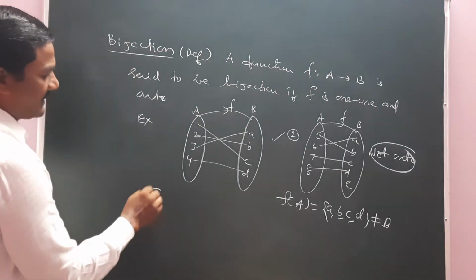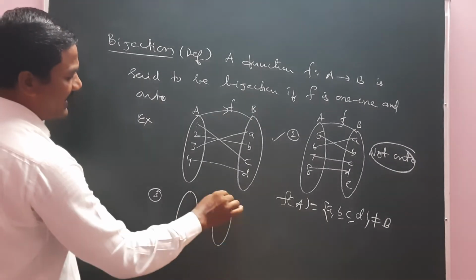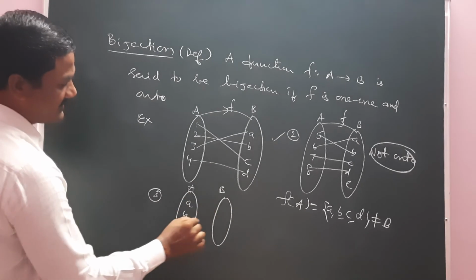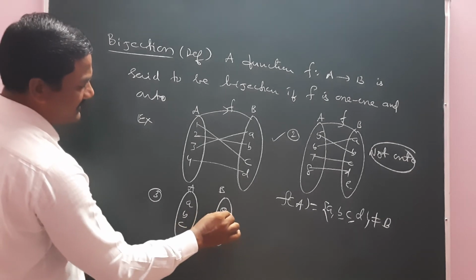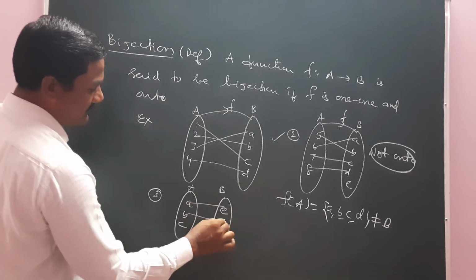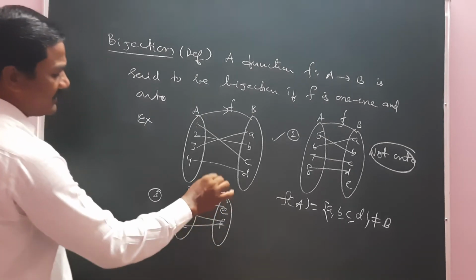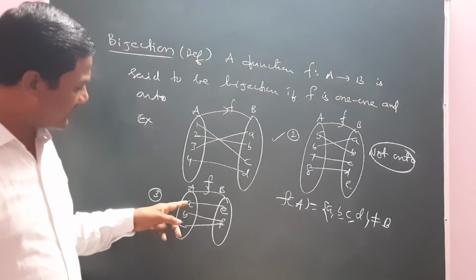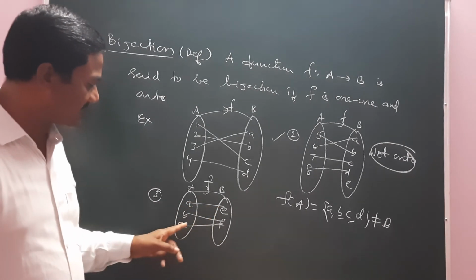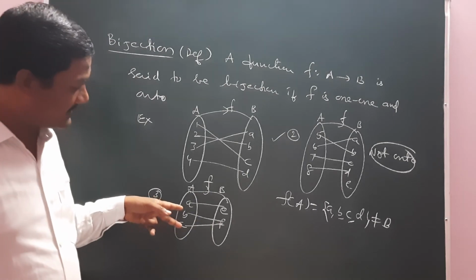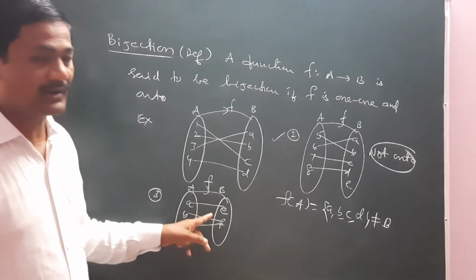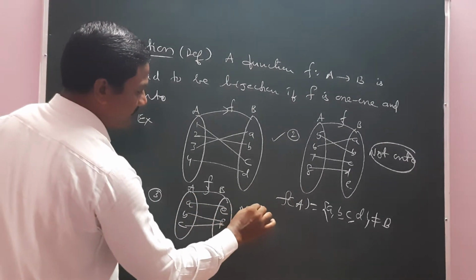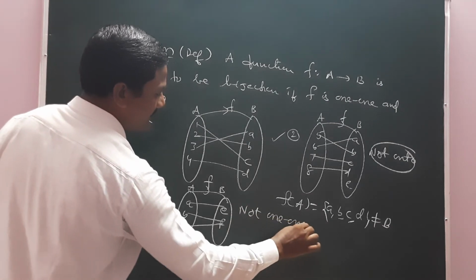And the third one, suppose A set is there, B set is there, with elements A, B, C, E, F. So this is also a mapping only. All elements of A are associated with elements of B. In this case, A is associated with E, B with F, and C with F. Because B and C are different elements but do not have unique images, in this case, f is not 1-1, but it is onto.